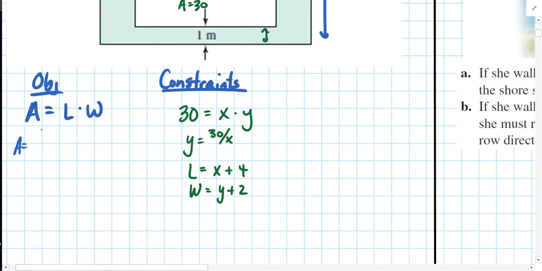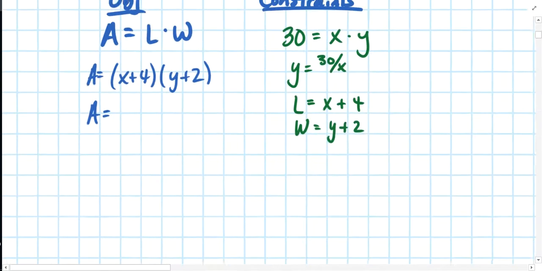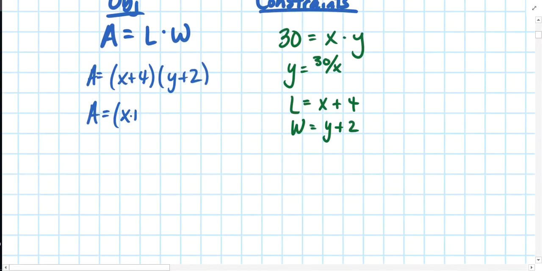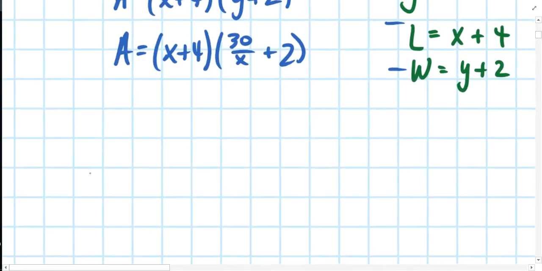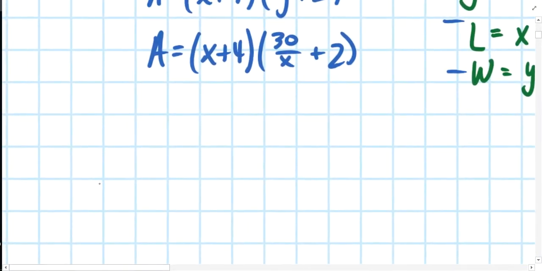The area function for our objective, of course, could be x plus 4 times y plus 2. And again, since we still want a formula in terms of one letter, I might write this as x plus 4 times 30 over x plus 2. And we've now utilized all three of these constraints, all three of these limitations. Well, now we can turn our attention to the objective function and find the derivative of it.